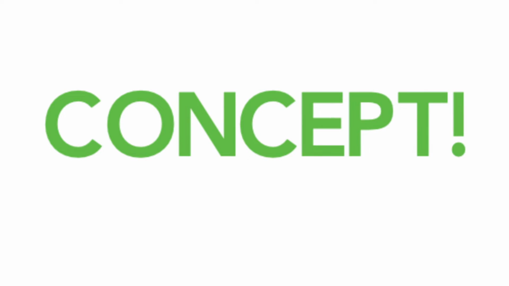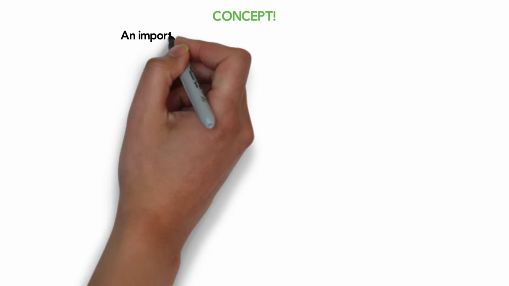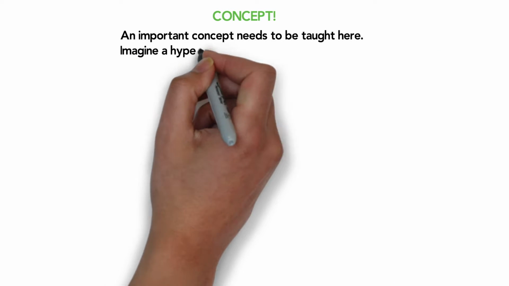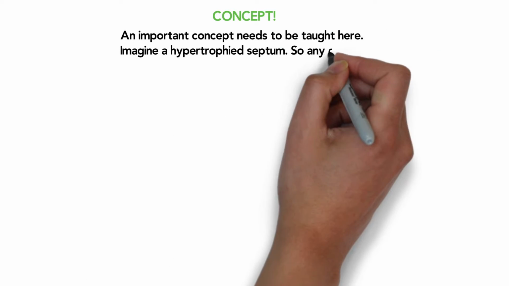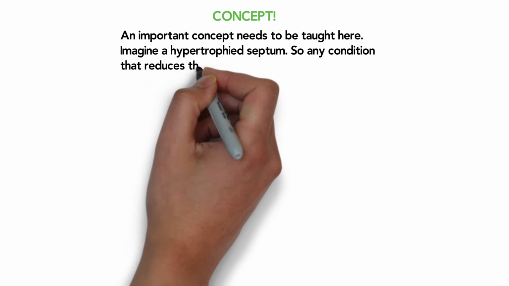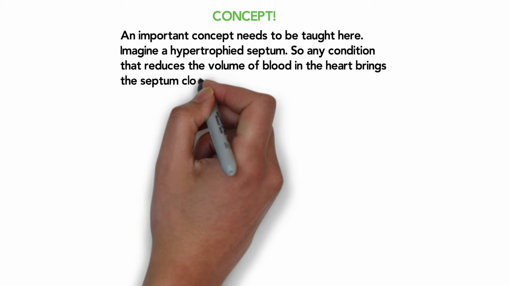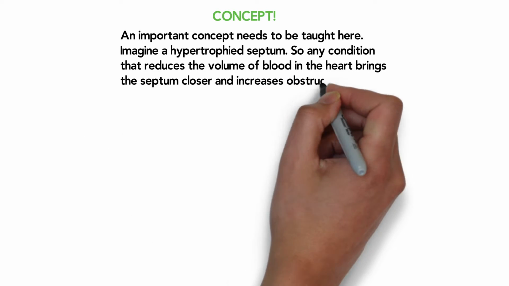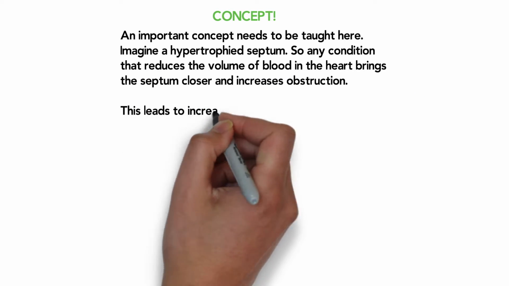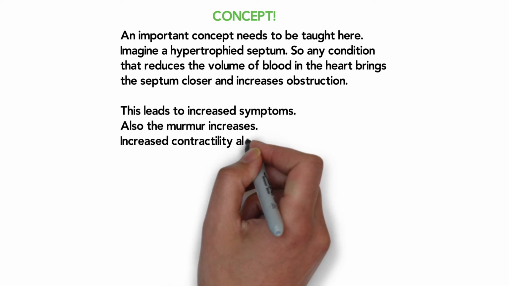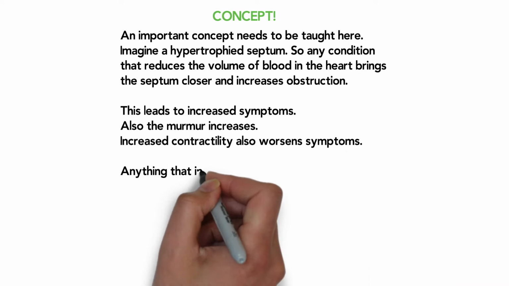Concept. An important concept needs to be taught here. Imagine a hypertrophied septum. So any condition that reduces the volume of blood in the heart brings the septum closer and increases obstruction. This leads to increased symptoms. Also the murmur increases. Increased contractility also worsens symptoms.